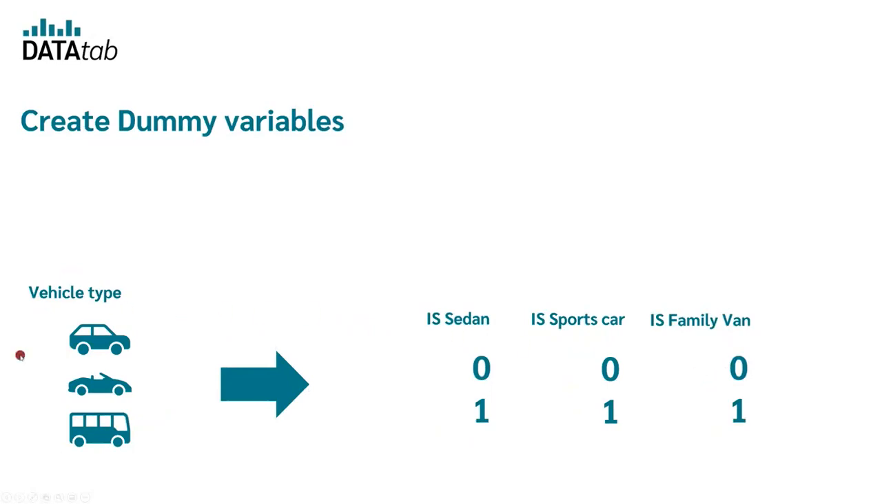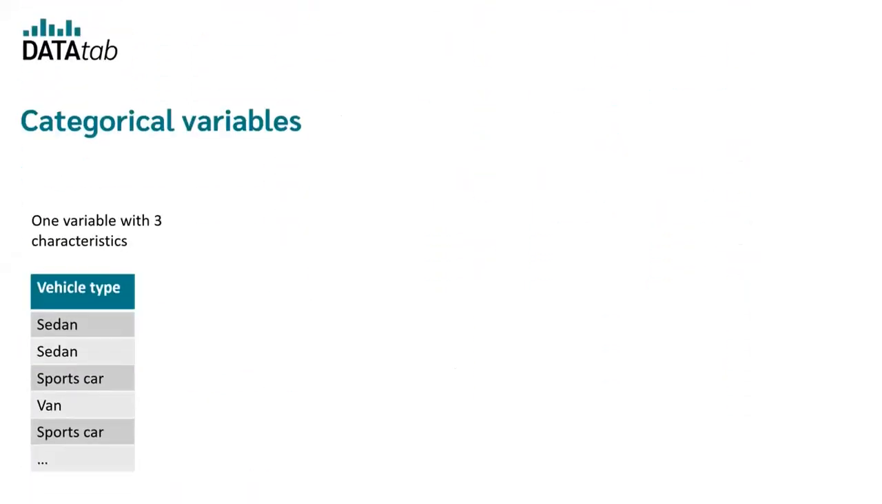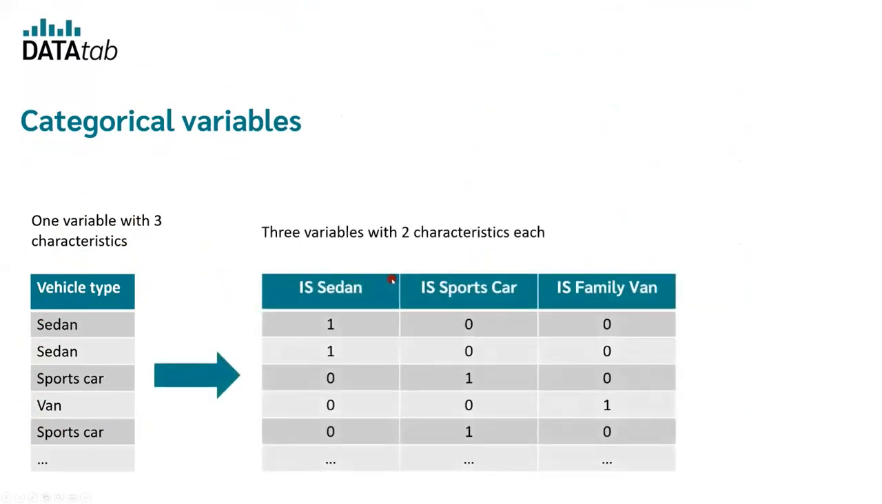So before we had one variable and now we have three variables which are dichotomous, and therefore they all have only two characteristics. And these three new variables can now be used in the regression model. So the next question is, what does that mean for the data preparation? You originally have one column with the vehicle type where the individual vehicles from your sample are listed. The first is a sedan, the second is also a sedan, the third is a sports car, and so forth. Out of this table, you create your three new variables.